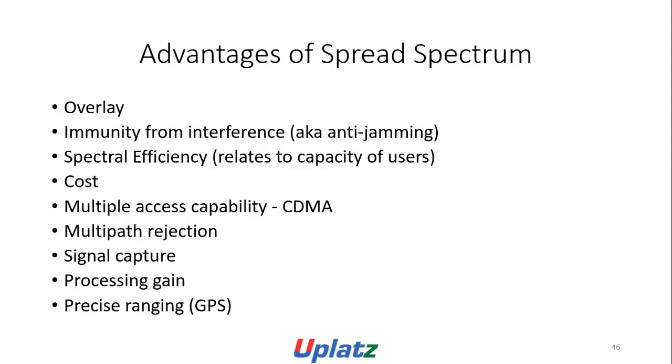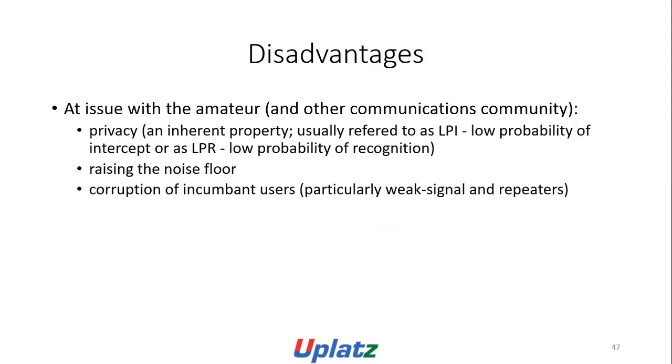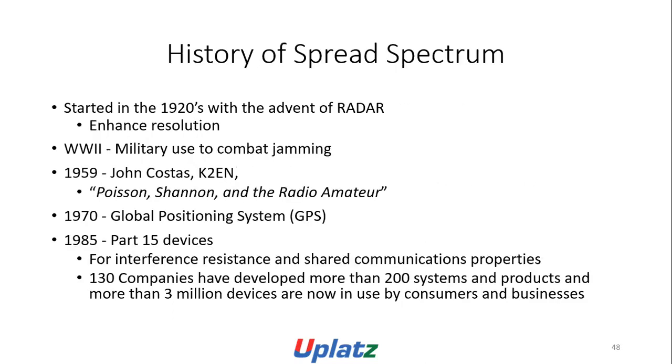Benefits include immunity to interference, also called anti-jamming, and spectral efficiency related to capacity for multiple users, because of multiple access capability, CDMA, multipath rejection, and signal capture. Ranging is used in GPS. Issues with amateur and other communication communities: privacy and inherent properties, usually referred to as LPI, low probability of intercept, or LPR, low probability of recognition, raising the noise floor, and corruption of incumbent users, particularly weak signals and repeaters.